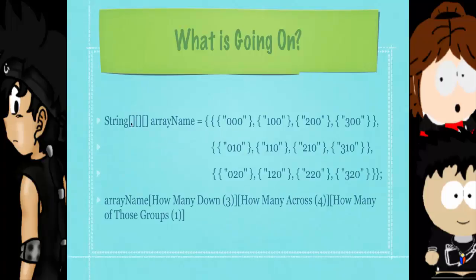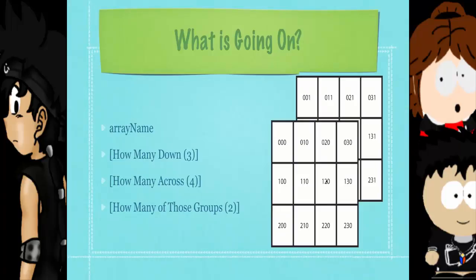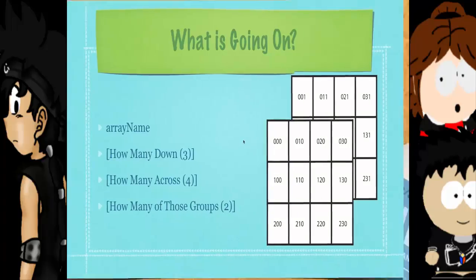The first box in your array is going to tell you how many boxes you're going to have downwards. The next one's going to have how many across. And then the last one's going to have how many of those groups. Let's look at that in a graphical format. So how many down for the first one? That's going to be 1, 2, 3. See? Down. The next box is going to be how many across? 4. 1, 2, 3, 4. And then the last one is how many of those groups. Well, in this situation we have 1. In this situation we have 2. As you see, there's 2 and there's 2. Okay, so hopefully multidimensional arrays make sense now.